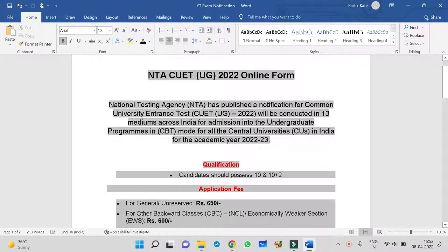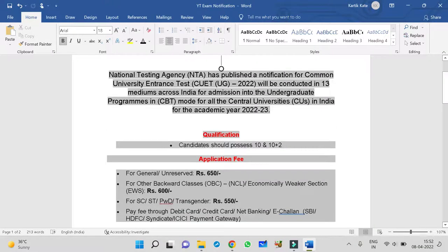Common University Entrance Test, which is for UG. UG means undergraduation for a degree. Like engineering, MBBS, and basic science are also degrees. So 2022, this NTA has published this notification. Here you can see that they will be conducting it in 13 mediums across India for admission into undergraduate programs in CBT mode for all central universities.